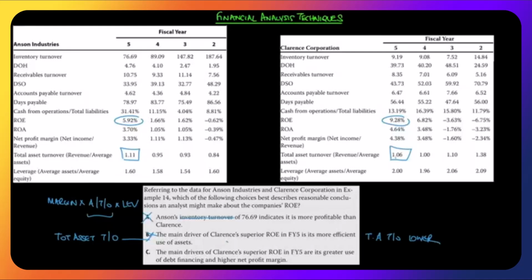C, the main driver of Clarence's superior ROE in financial year 5: greater use of debt financing and higher net profit margin. So, both of these, let's have a look. Leverage of 2 as opposed to 1.6, yes. Higher leverage, greater use of debt. Higher net profit margin, 4.38, 3.33, yes. Higher margin, it is C.